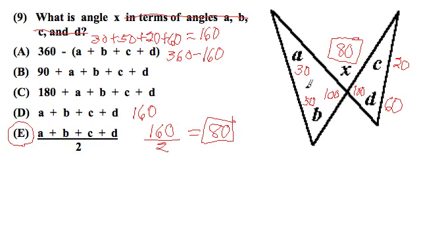And again, the rules they're testing here are 180 on a line, vertical angle rules, and angles in a triangle have to sum to 180.